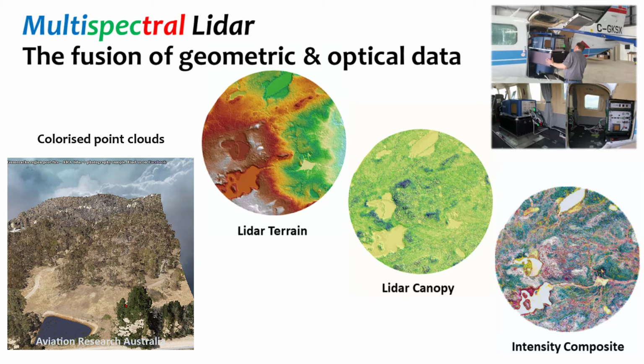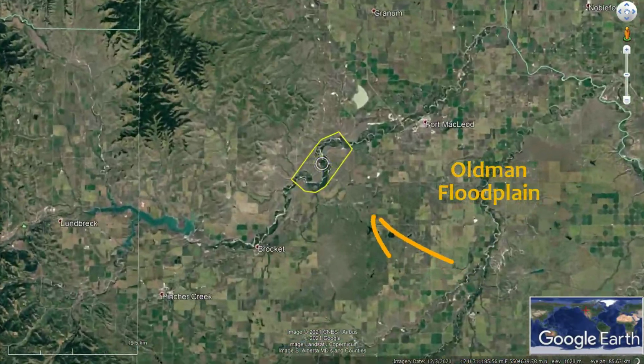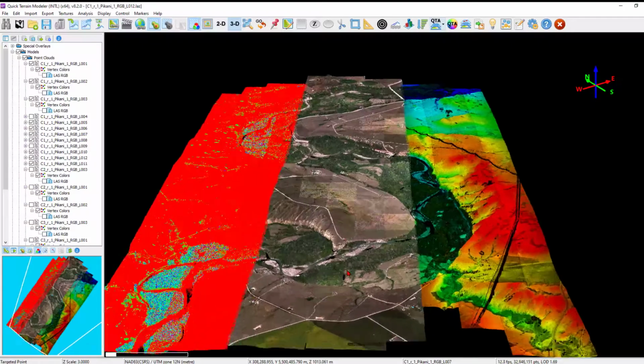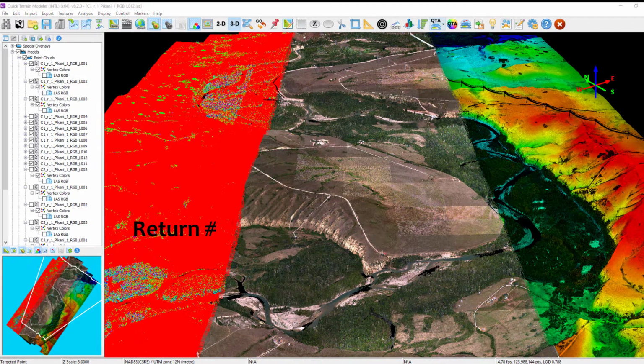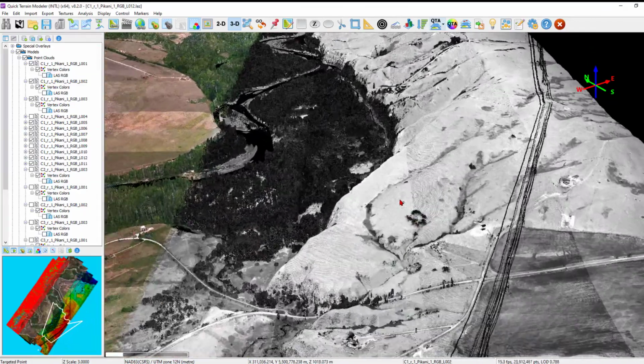And with the latest multispectral LiDAR systems, we can produce composite images based on the 3-channel laser intensity. Using one of our recent multispectral LiDAR data collections over the Oldman River floodplain here in southern Alberta, we can visualize some of these point cloud attributes at the landscape scale. At left, we see the laser return number, in the center we have true RGB colorization, and at right we have elevation and intensity.